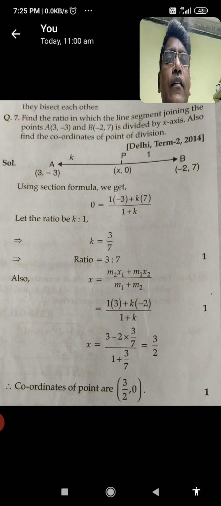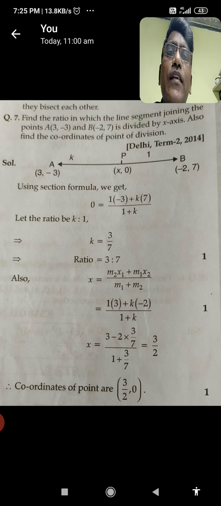And see, the sum is not over. You are going to find the coordinates of P, so finding x is compulsory. The x coordinate is (m2 x1 + m1 x2) upon (m1 + m2). You may have a doubt: why not take the x coordinate first? If I take the x coordinate, I do not get the ratio. The y coordinate is 0, so it is easy to cross multiply. So I took the y coordinate first.